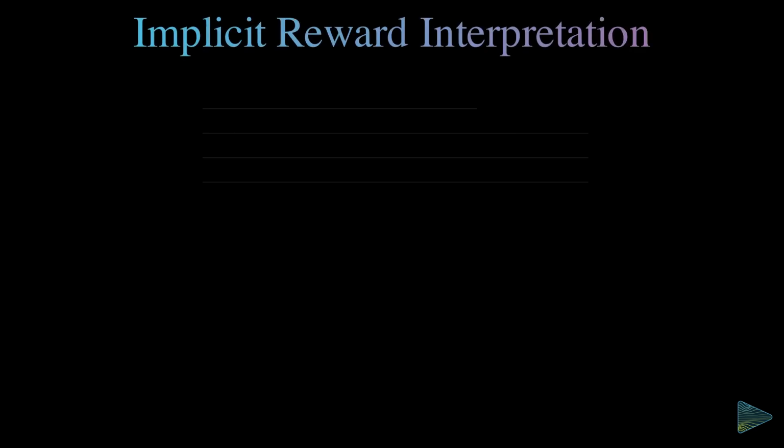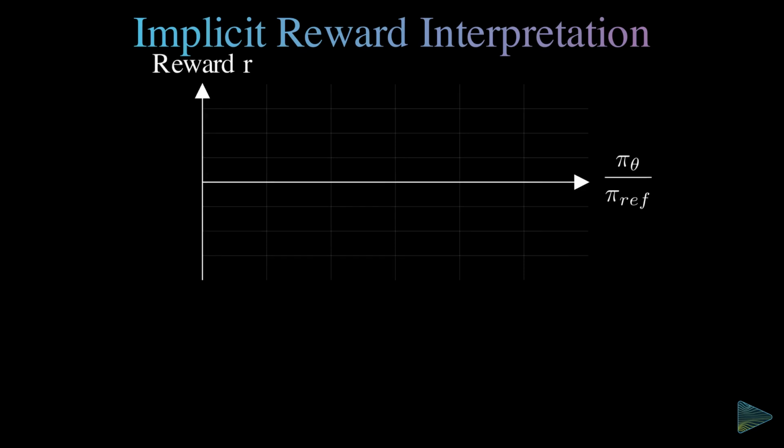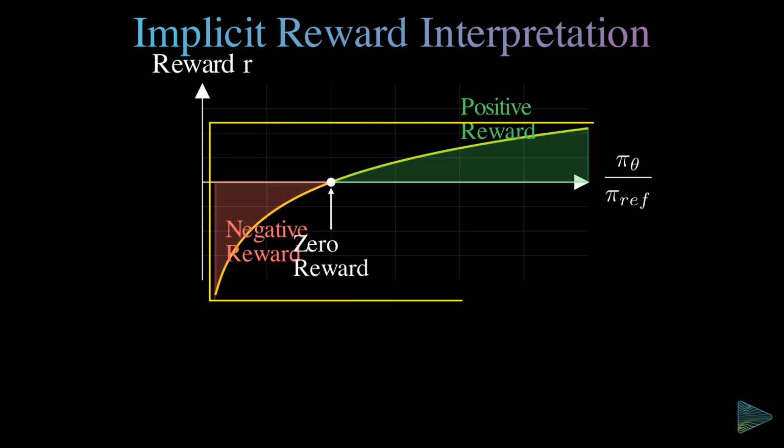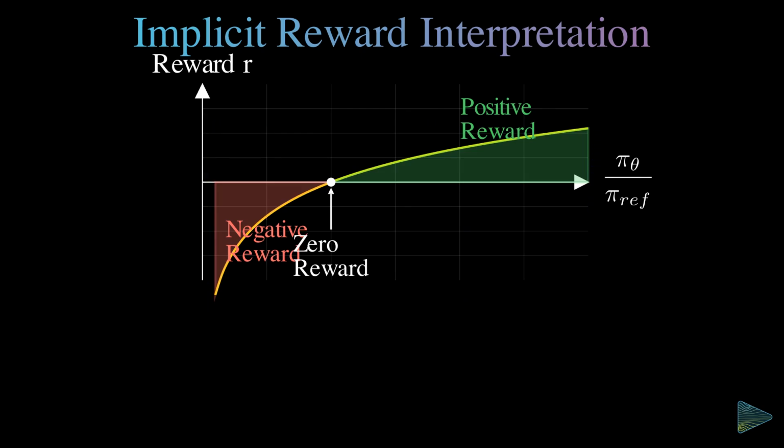This formula says the reward is proportional to the log ratio of the learned policy to the reference policy. Let's interpret this. When the learned policy assigns higher probability to a completion than the reference does, the ratio is greater than 1, the log is positive, and the reward is positive. When the learned policy assigns lower probability, the ratio is less than 1, the log is negative, and the reward is negative. When both policies agree, the ratio is 1, the log is 0, and the reward is 0.